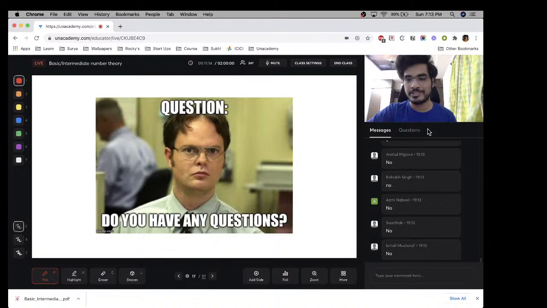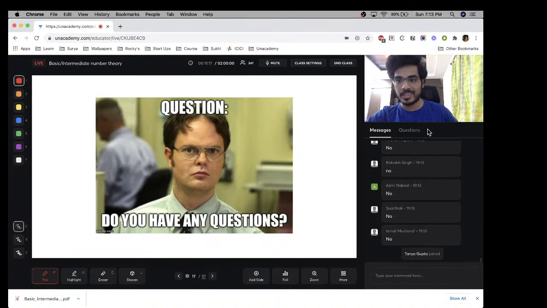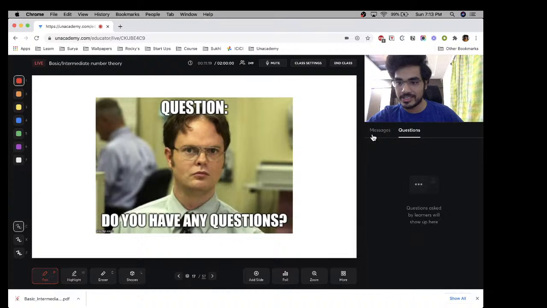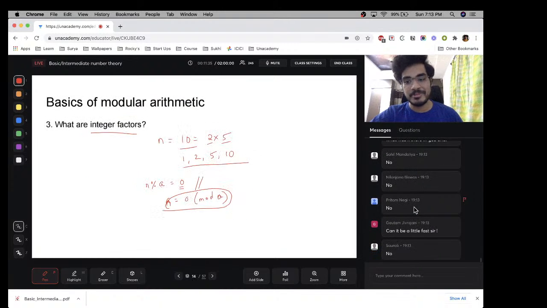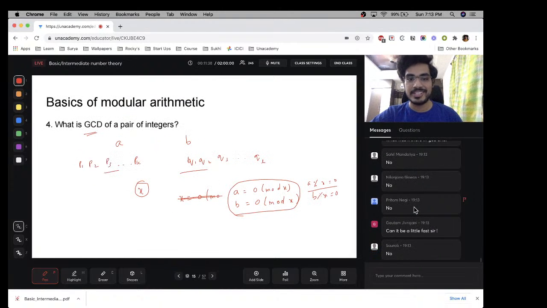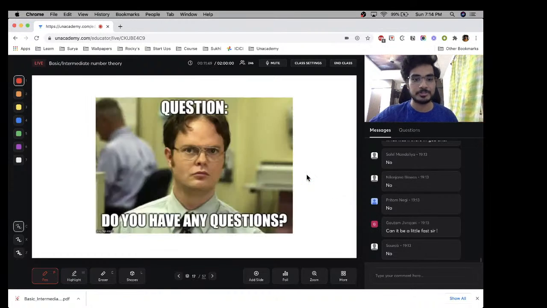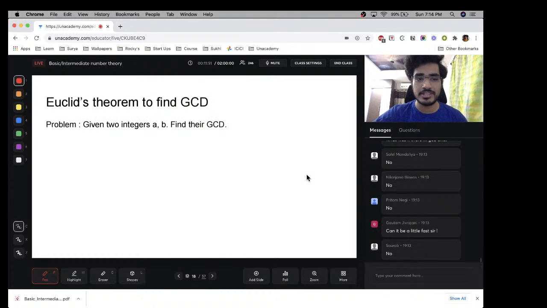So, questions. Does anybody have any questions for the class so far? Please post them in the questions section if you have any. What was x there in the GCD one? X is the largest integer where a equals 0 mod x and b equals 0 mod x. That's it. X is the largest integer. Somebody asked that. Someone asked if it can be a little faster. Sure, sorry for the delay. As nobody has any more questions, let's go further.